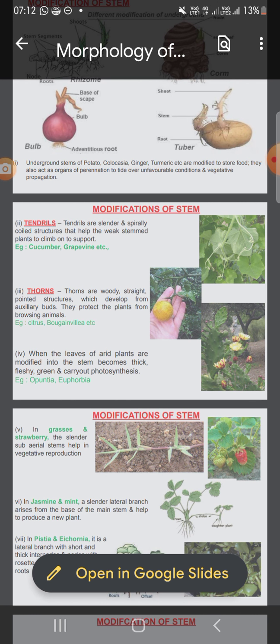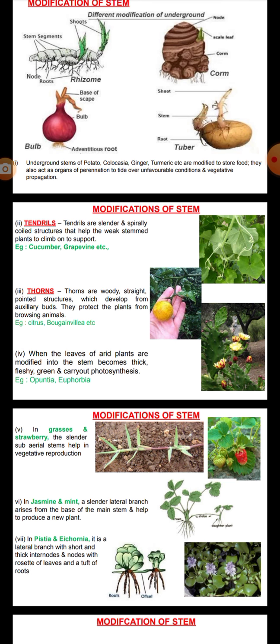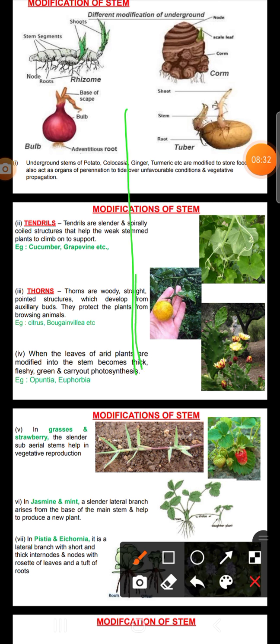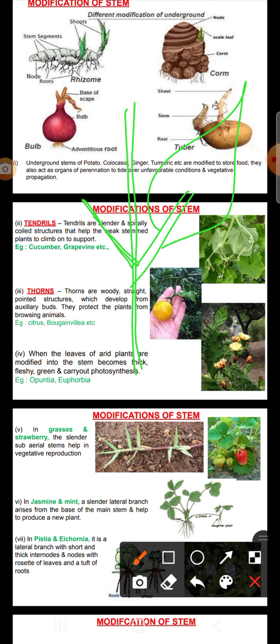Next we have thorns. Thorns are woody, straight, pointed structures which are formed on a stem, instead of forming a leaf. This is the petiole of the leaf, this is a leaf, and sometimes on the stem you can see thorns like this.